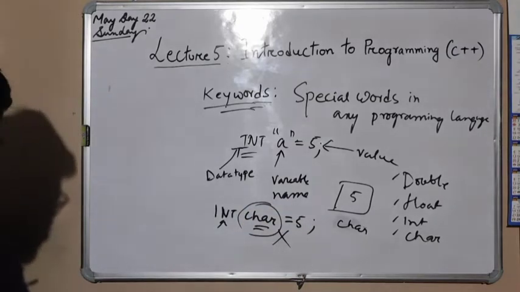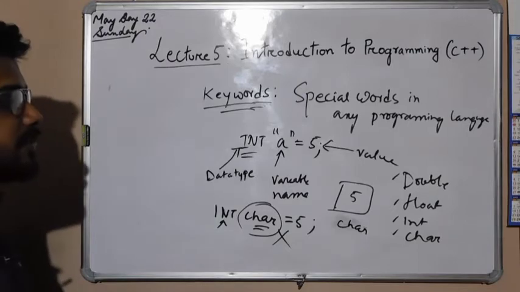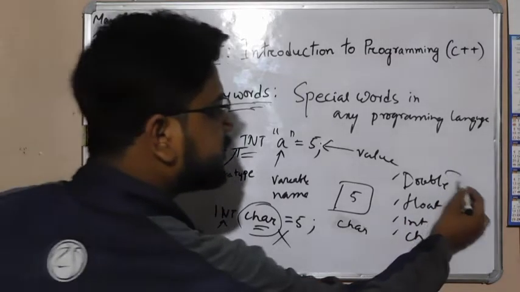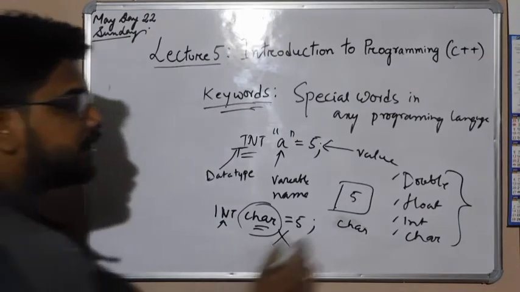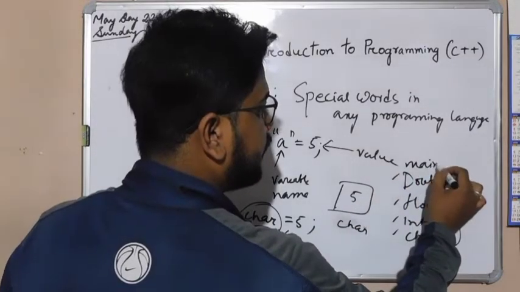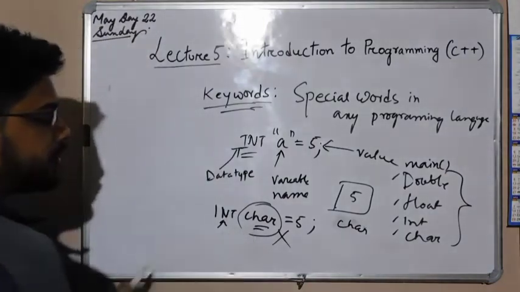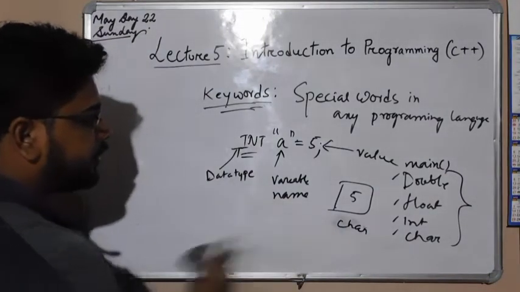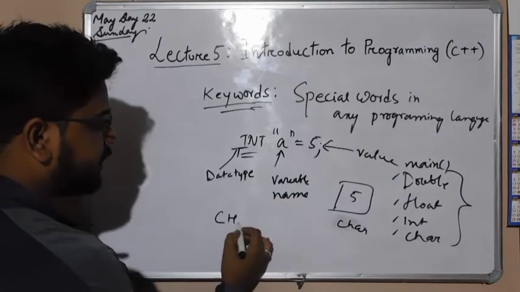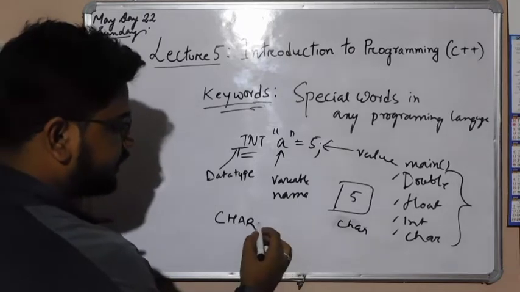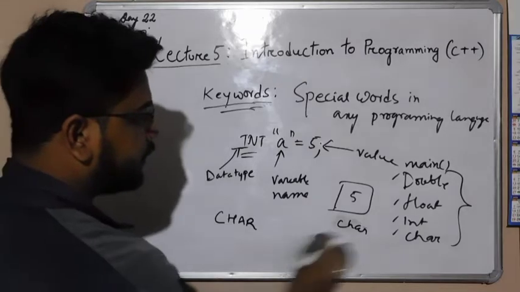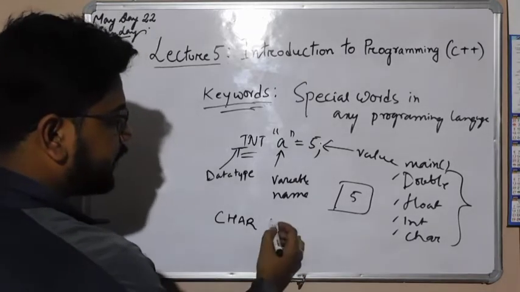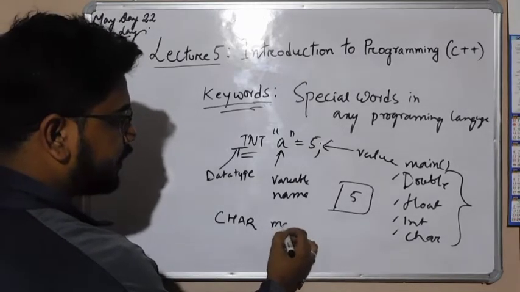Okay. So what are keywords basically? Keywords are certain special words which have a specific function and specific meaning. For example, main. This is also a keyword. So you cannot give any name like this. Suppose this is the data type char. And suppose you are declaring a variable of character data type and you are giving its name as main.